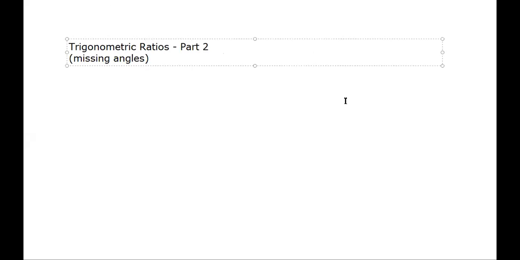Hi, welcome to our lesson, Part 2, Trigonometric Ratios. In this lesson, we're going to be looking for missing angles. In our last lesson, we were finding the length of sides.